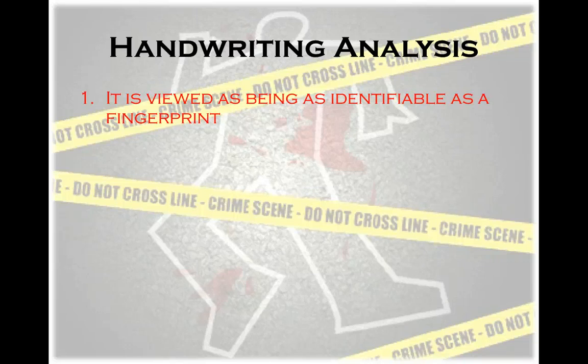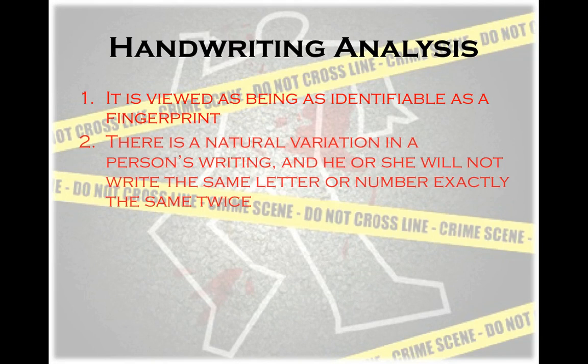The second principle asserts that there is natural variation in a person's writing, and he or she will not write the same letter or number exactly the same twice. This is because human beings are not capable of machine-like precision and repetition. This variation is considered normal, and when there are enough samples of a person's writing, can serve as an added factor in identifying the writing.